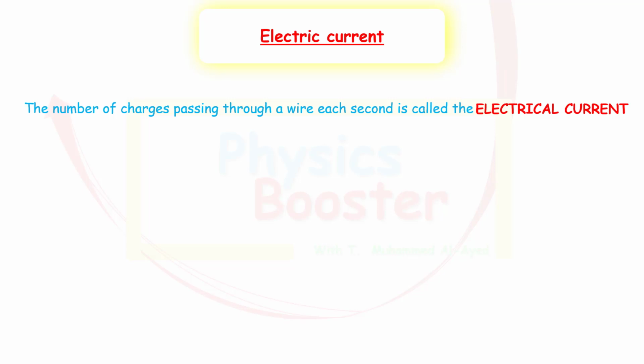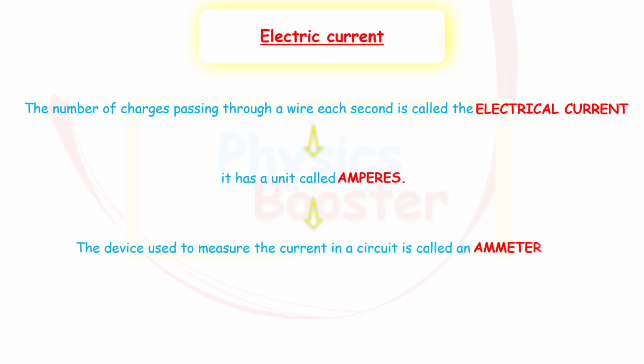But 5 what? What's the unit of current? The unit of current is called amperes, okay? We will use a simple device called an ammeter to measure the current inside a circuit. So we introduced what an electrical current is, we introduced the unit of electrical current, and we introduced the ammeter, which is the device used to measure the electrical current.